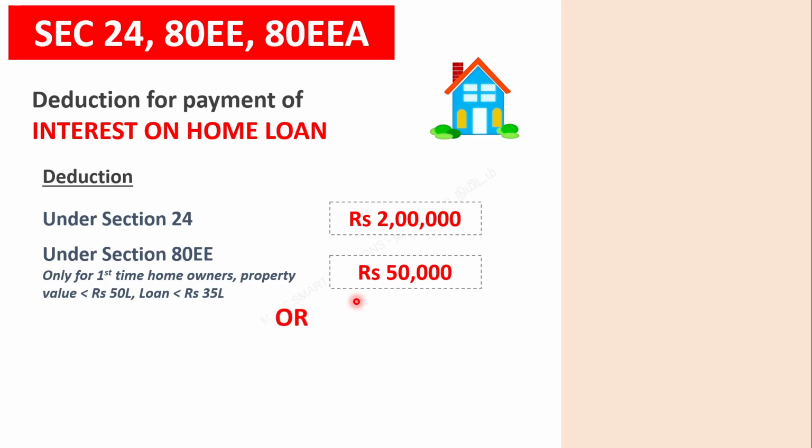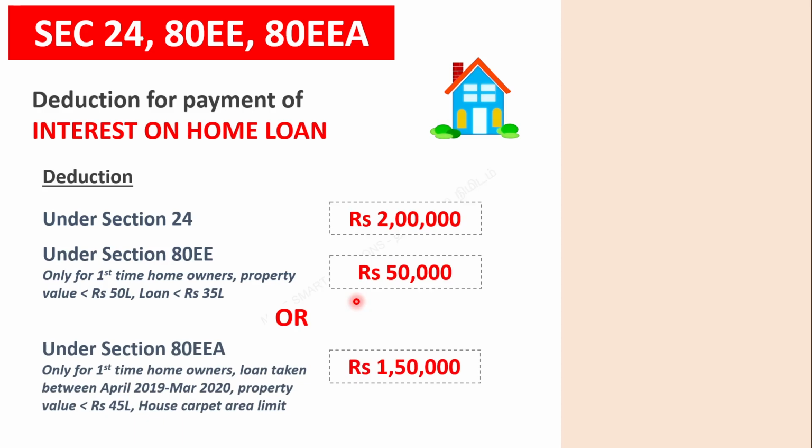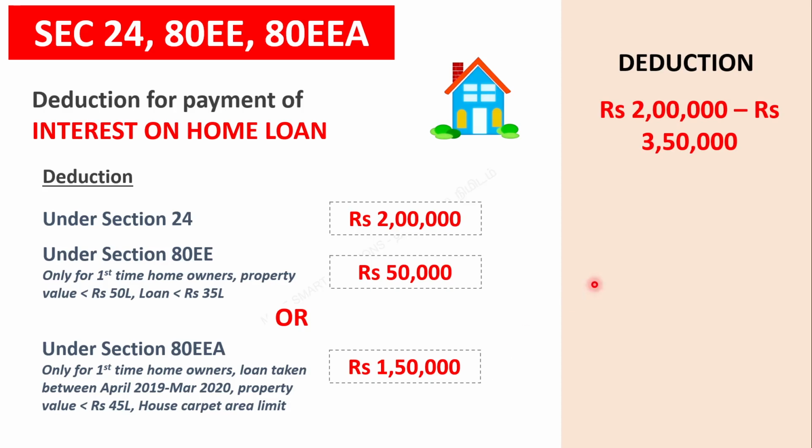There is one more section called section 80EEA, which was introduced 1.5 years back, where you can claim additional deduction of about 1.5 lakhs. But you cannot claim 80EE and 80EEA together. Either you can go for 24 plus 80EE or 24 plus 80EEA. Now, what would be the total savings here? As the maximum deduction is 2 lakhs plus 1.5 lakhs, 3.5 lakhs, the maximum tax savings you can make is about 1,05,000 if you are in the 30% tax bracket.